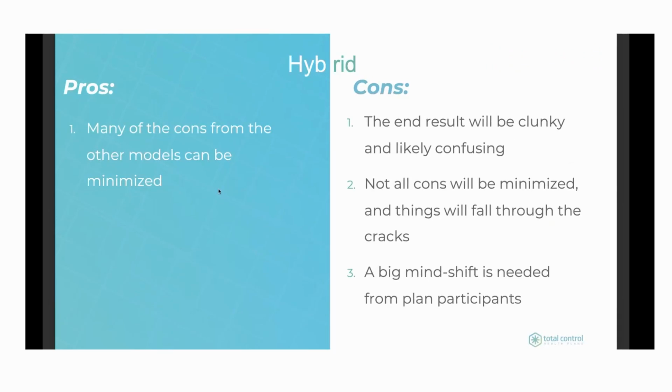What are the pros? Well, many of the cons of the different models we described can be minimized, but it also is not a flawless model either. The end result can be very clunky. If we're having direct contracts and we're using direct primary care and we're using reference-based pricing in instances, it's really going to be confusing for plan participants on what's happening at any given time and who's on first. That's going to be true for plan administrators too. We're not going to solve all the problems and things are going to fall through the cracks. And we're going to need the employees and plan participants to have a massive mind shift, because today they're accustomed to being able to see whoever they want, whenever they want, and assuming their plan's going to pay it. And we may be changing that reality for them.